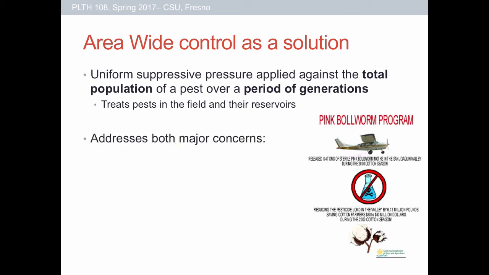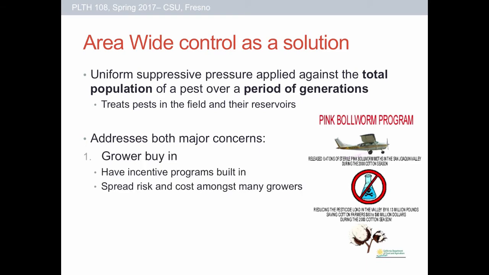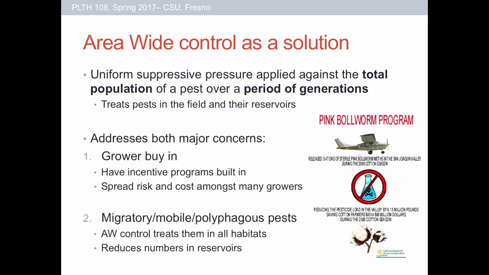But again, just the basic idea that this addresses a lot of major concerns. Primarily the idea of grower buy-in, that since most area-wide control programs have some sort of incentive program, tax breaks, reduced costs on the specific equipment or chemicals you need to carry it out, this reduces the perceived risk of the actual approach. And then finally, because we're covering all habitats and not just our individual fields, this reduces a lot of the threats associated with pests that are poorly suited to field-by-field IPM.